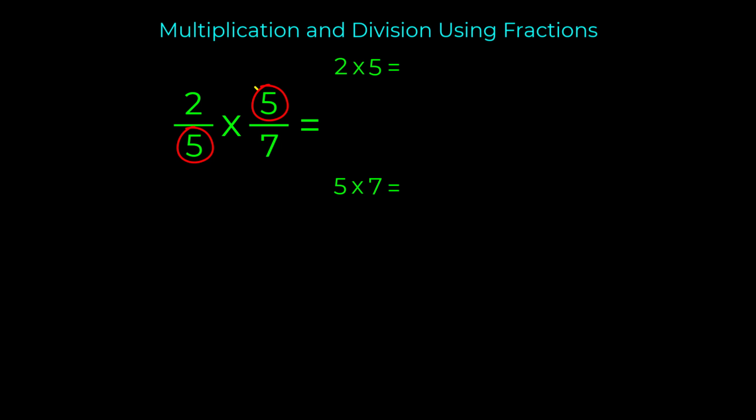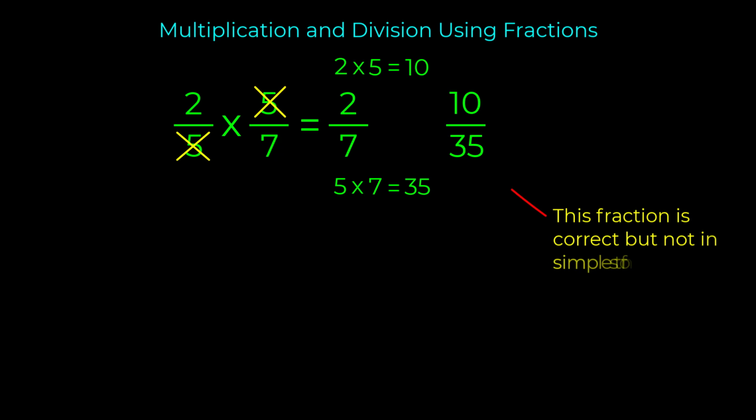I can factor both of those 5's out, and the answer is simply 2 over 7. If I don't notice this and do the multiplication, it's not a huge deal, it's just a little extra work. I would get 10 over 35. This fraction is correct, but not in its simplest form.